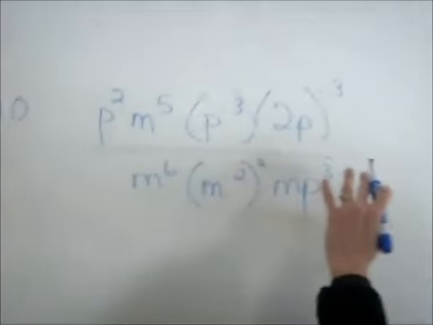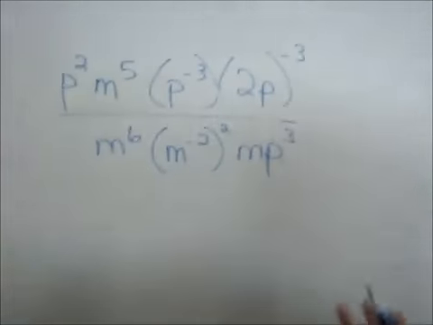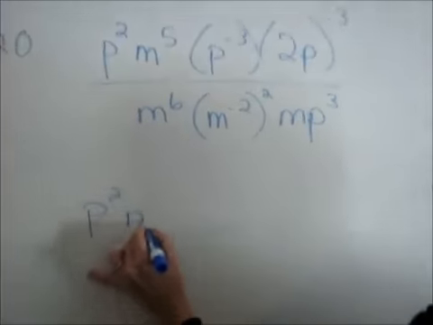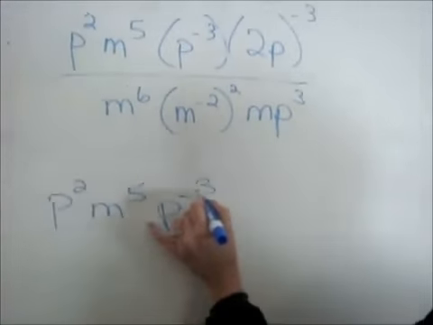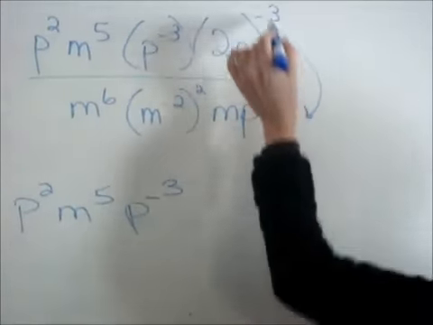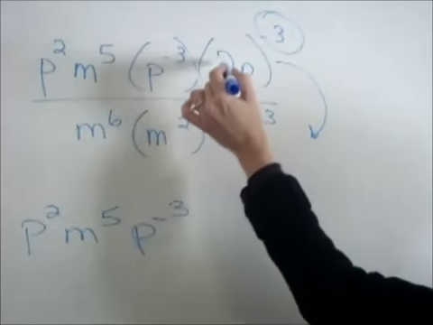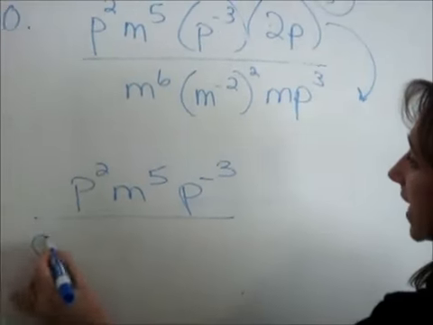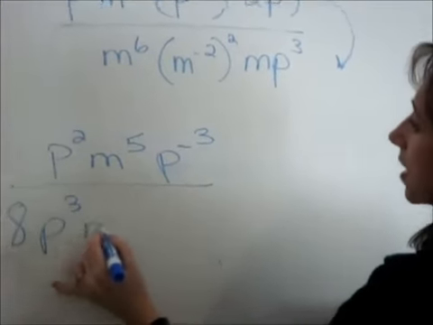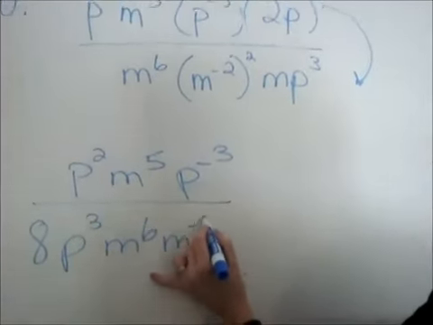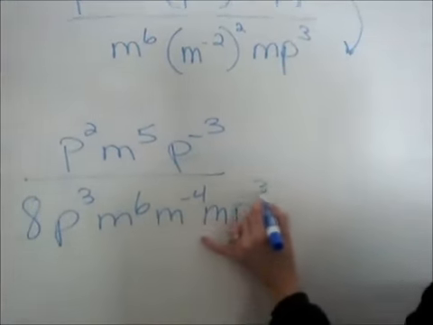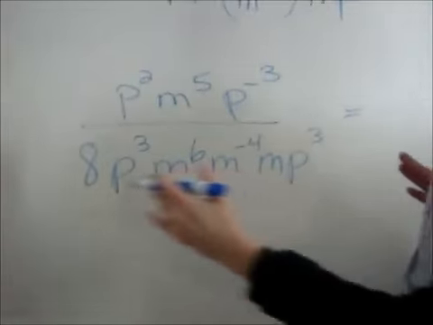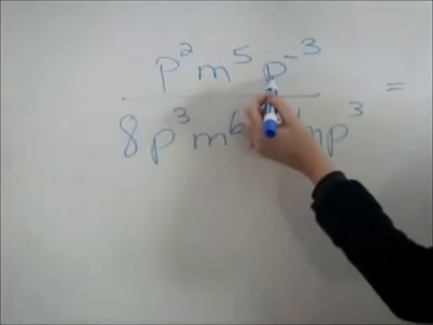Let's just move things up and down and get rid of our parentheses all in one step as much as we can. So we get p squared, m to the 5th, p to the minus 3. I'm going to move this one down because you can't raise a number to a negative exponent, so we have to move it to the bottom right away. So we get 8 p to the 3rd, m to the 6th, m to the negative 4, m, p to the 3rd. Now I'm going to combine everything on the top that you can combine and everything on the bottom that you can combine. When the bases are the same, you add your exponents.